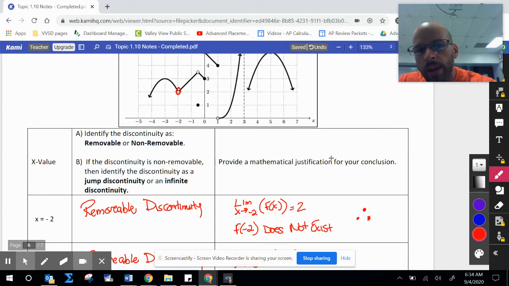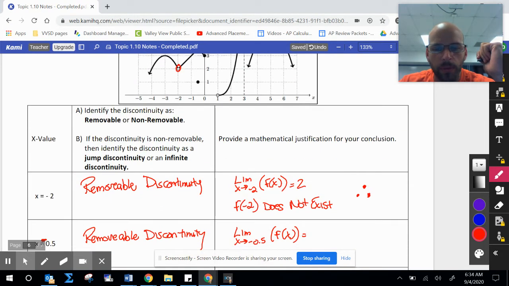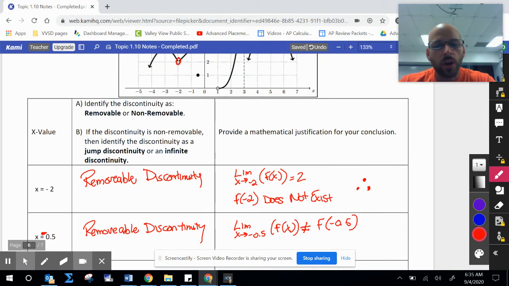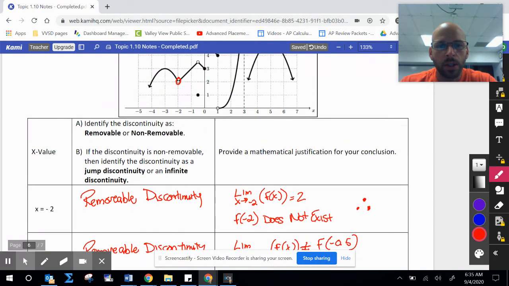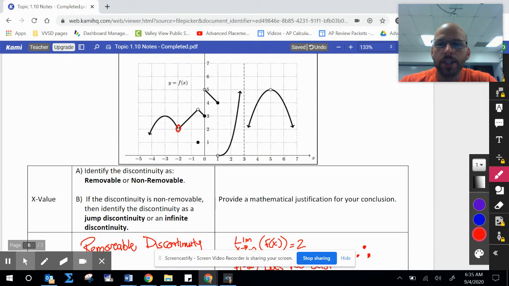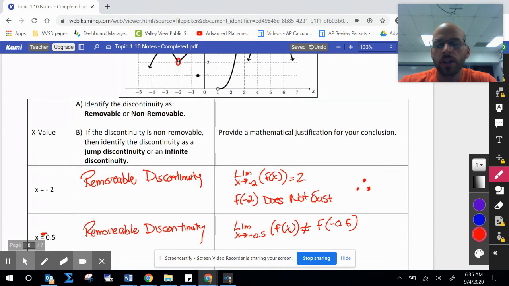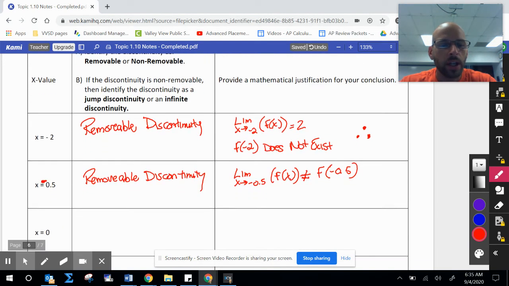We don't really know where that is, because they didn't give us an equation, so I'm afraid to use a value. The best thing I can say is that it's not going to be equal to f of negative 0.5. I don't have enough information to say where the hole is, and I don't want to estimate it. However, I do know that those two things are not equal. Therefore, there's a removable discontinuity. All right, so keep going.